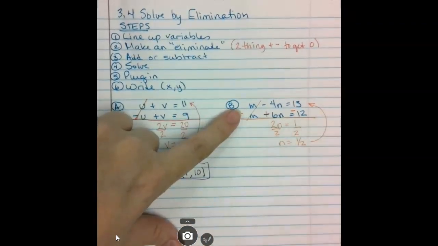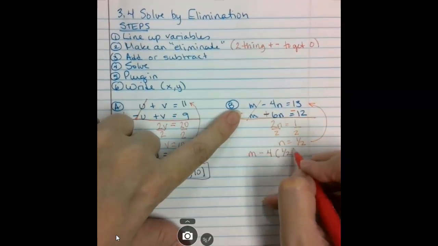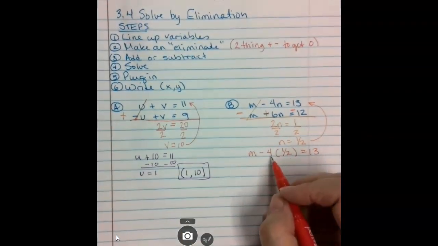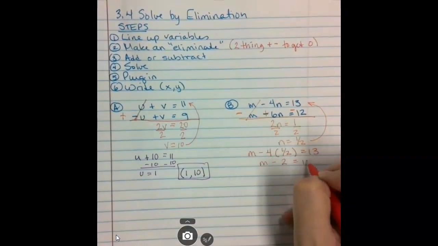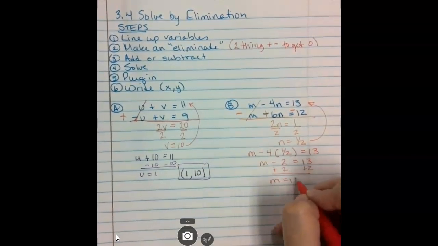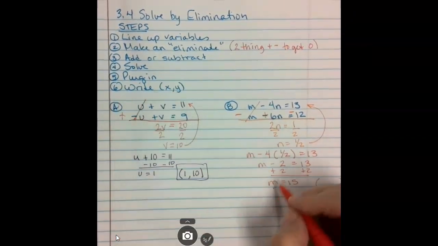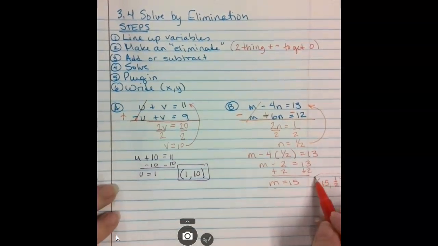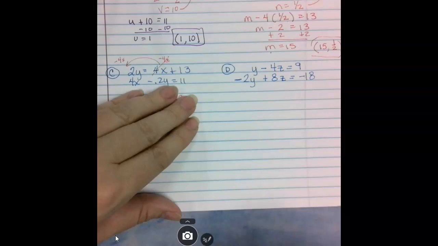So I have m minus 4 times 1/2 equals 13. 4 times 1/2, that's just what's half of 4. Well, half of 4 is 2. So m minus 2 equals 13, plus 2. M equals 15. Then I need to write my answer out. That's my last step, to write it as a pair. M in alphabetical order, 15 and 1/2. Okay, pause the video, write these two problems down.